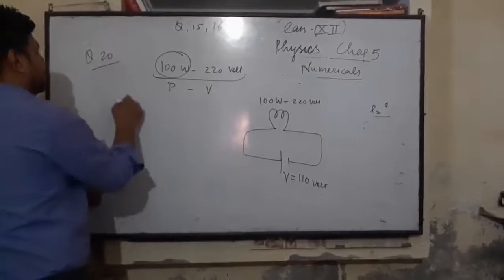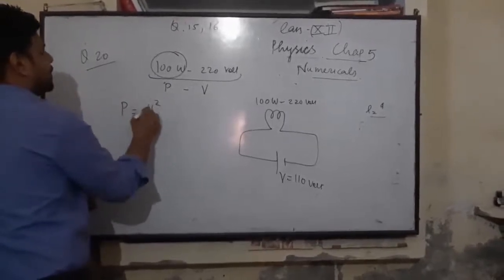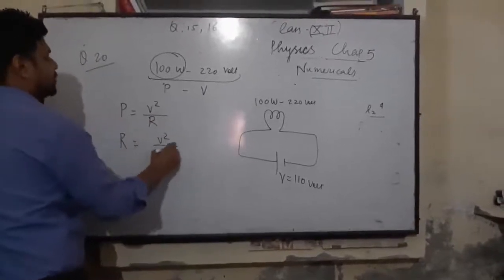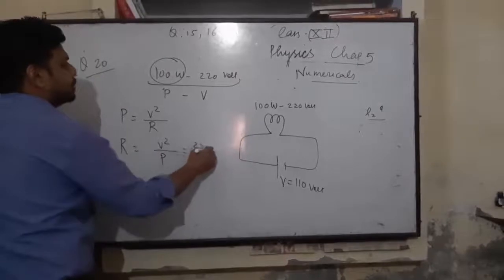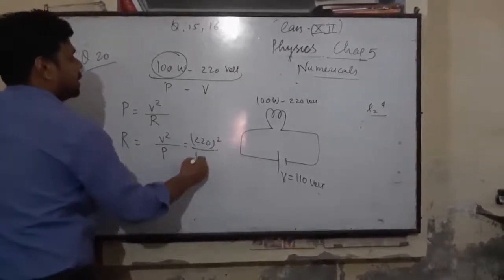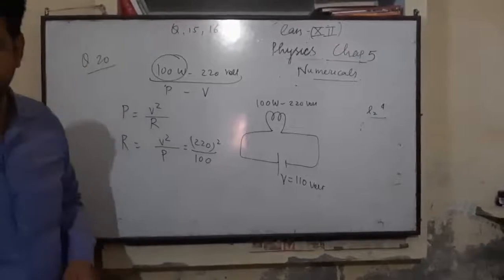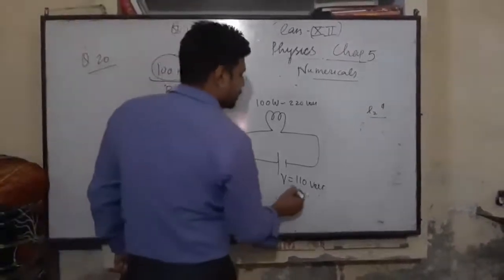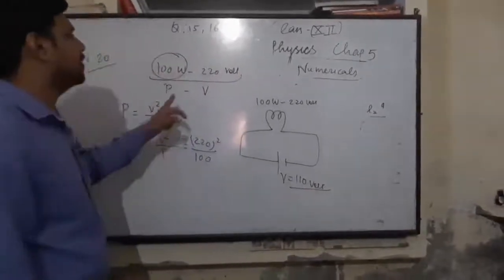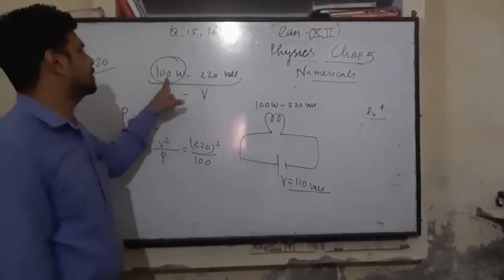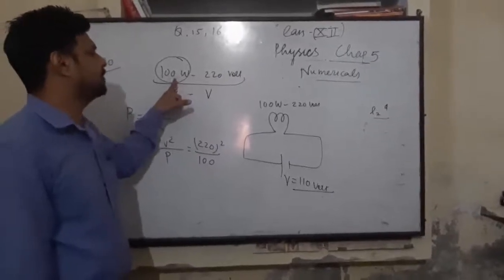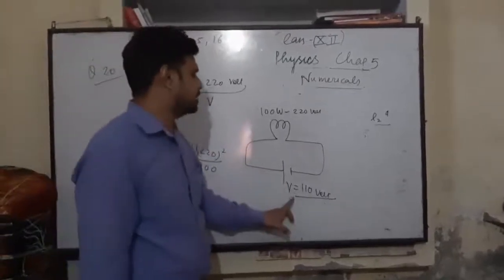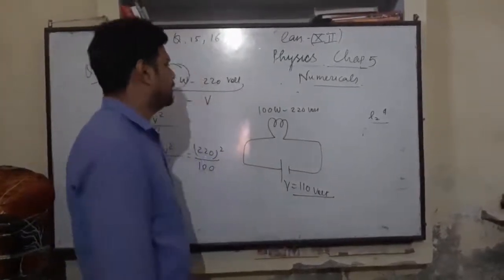So we know P is equal to V square over R. So the resistance of this bulb will be V square over P, which is 220 whole square upon 100. Now we have to find the power consumed by this bulb if it operates on 110 volt. If we operate this bulb at 220 volt, the power consumed will be 100 watt. It is clear from this power rating. But if we operate this bulb at this voltage, then what will be the power?